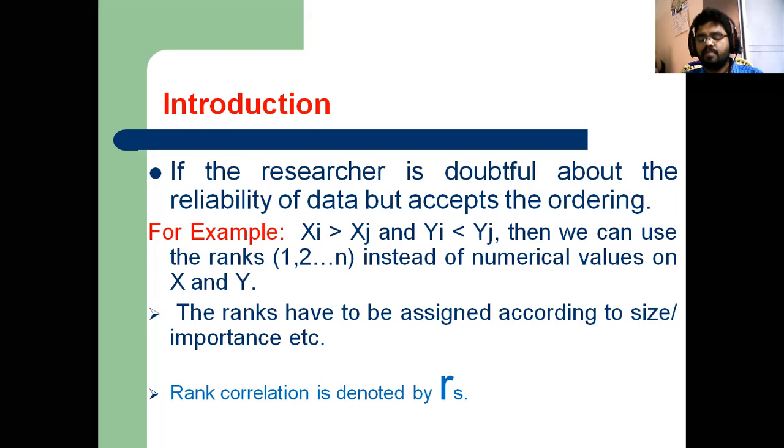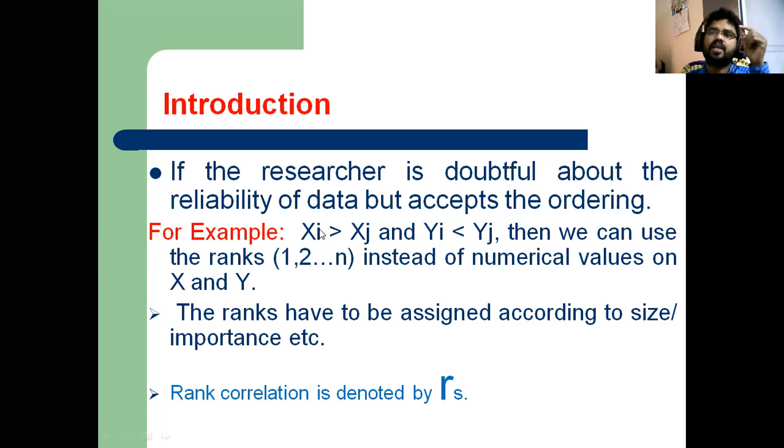So on the basis of taste also we can give the order: first, second, third. For example, if you take into account beauty, like that we can give the ordering also. For example, if xi is greater than xj and yi is less than yj, then we can use the ranks 1 up to n number of ranks. Here xi is greater than xj, meaning xi gets one rank compared with xj.